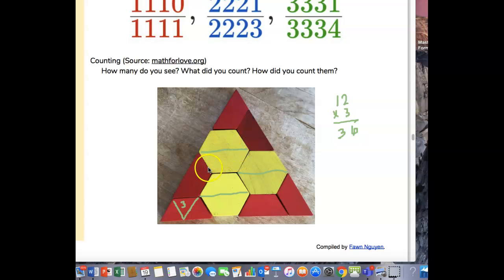If you want to see hexagons, you could put 2 of these together and make another hexagon, so that's 1, 2, 3, 4, 5, 6, 6 hexagons. So maybe you saw 36 triangles, 6 hexagons, and what did we say? We said 12 trapezoids. Okay, so you decide which way you want to do it and how you want to count these, okay?